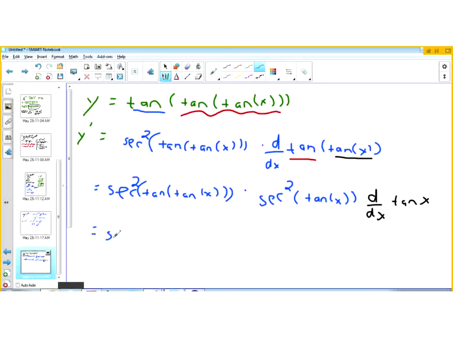So now the answer is the secant squared of the tangent of x times secant squared of the tangent of x times, okay, the derivative of the tan function is just secant squared of x. Okay, so that's the derivative of the tan of tan x. Okay, all right, so it's that big long formula. Interesting.